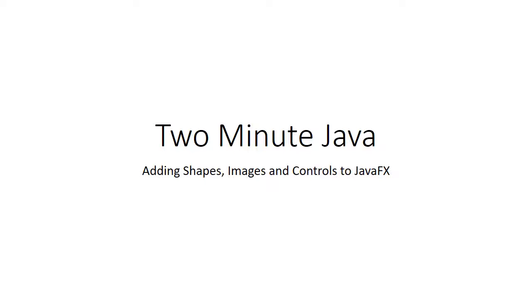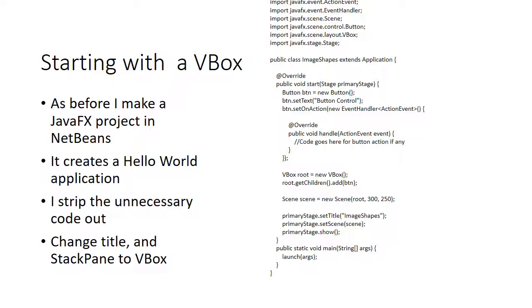In this 2-minute Java video lesson, we add shapes, images, and controls to a JavaFX application. We're going to use a VBox layout, but we're going to start as we started the JavaFX projects before, by making a JavaFX project in NetBeans. NetBeans will automatically create a Hello World application, and then we're going to strip out the unnecessary code that we don't need, change the title, and change the pane from a stack pane to a VBox, and continue from there.